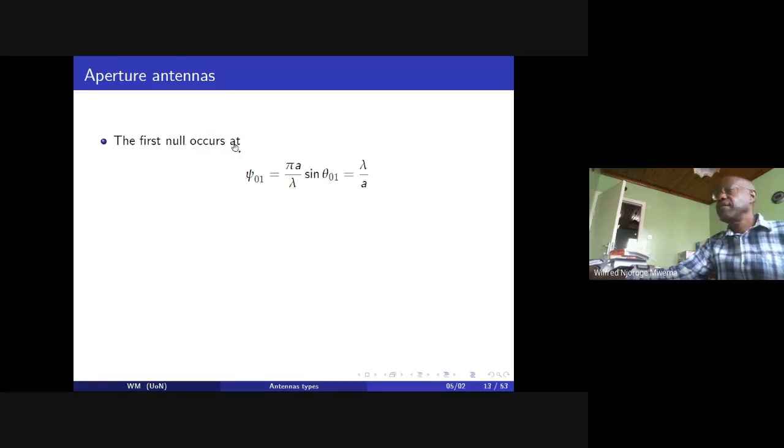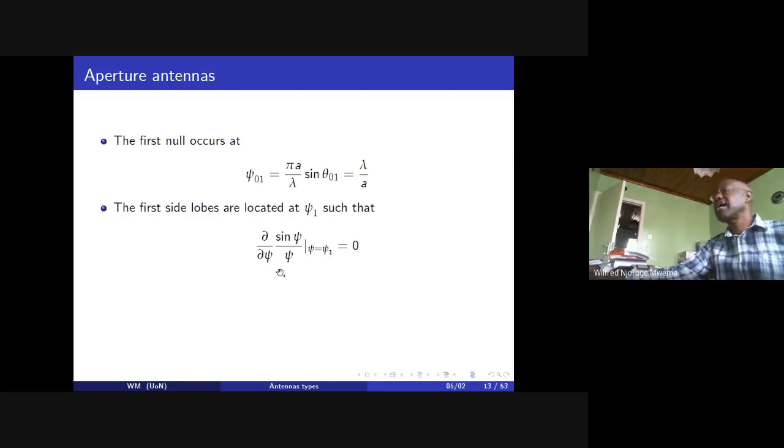So the first null will therefore occur at psi 01, which is given by that value, which is lambda by a, and the first side lobes will be located at psi 1, such that the derivative of the sinc function at psi 1 is equal to 0. We are not going to differentiate it twice to ascertain that that one is really a maximum and not a minimum. So we are going to say that the tangent of psi 1 is approximately psi 1, which is equal to plus or minus 1.43 pi.